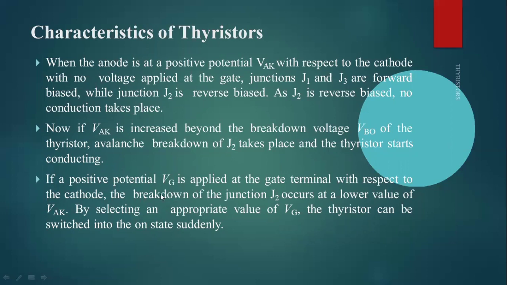And if a positive potential Vg is applied at the gate, now we are going to give the gate pulse. The positive potential Vg is applied at the gate terminal with respect to the cathode. The breakdown of the junction J2 occurs at a lower value of VAK. That's the use of Vg, the gate voltage that we are providing. And by selecting an appropriate value of Vg, the thyristor can be switched into an on state suddenly.